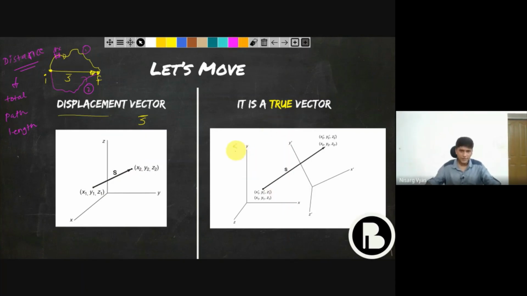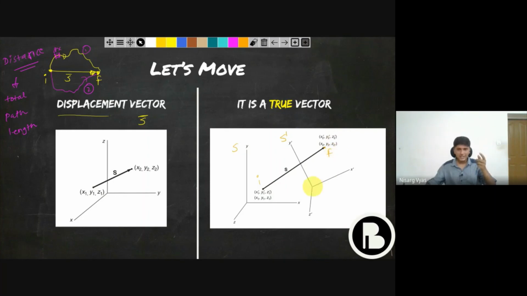Because this is one reference frame S. This is another reference frame S prime. From S, this initial point is given by X1, Y1, Z1, and this final point is given by X2, Y2, Z2. But similarly from S prime, how to define the position of this point? Just draw a vector here. The position of this point is X1 prime, Y1 prime, Z1 prime. And similarly from S prime, the coordinates of the final point are X2 prime, Y2 prime, Z2 prime.